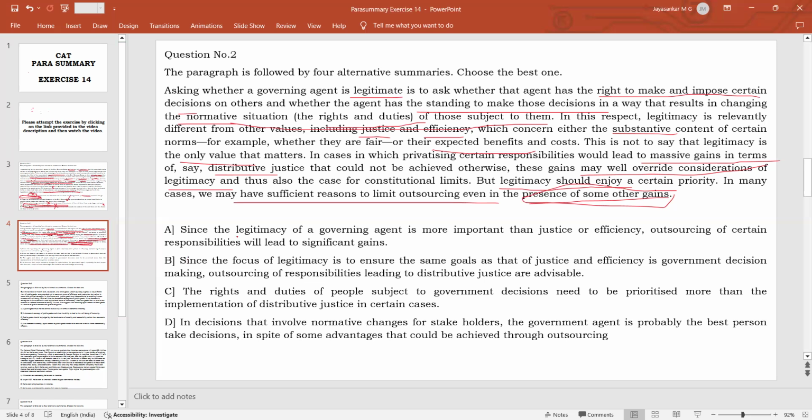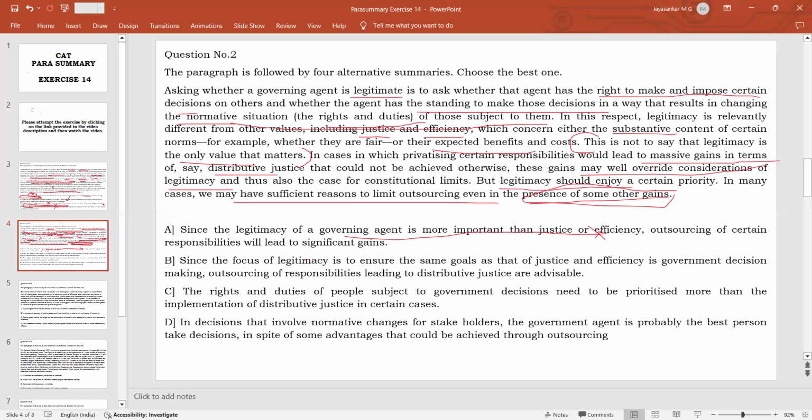Now coming to the options. Option A: Since the legitimacy of a governing agent is more important than justice or efficiency, outsourcing of certain responsibilities will lead to significant gains. So here there are two problems. One is that legitimacy of a governing agent is more important. The passage itself says that legitimacy is not the only value that matters. The passage itself says that. So other values are equally important. Whereas this option says that legitimacy is more important than justice or efficiency, wrong.